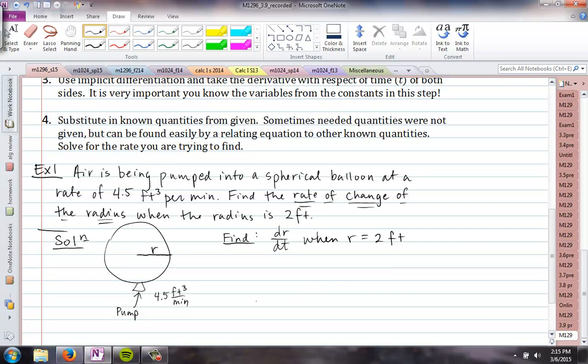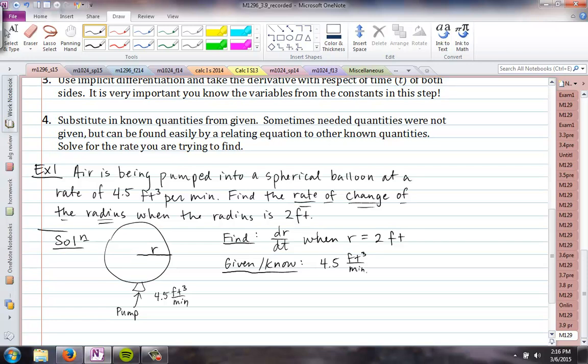Alright, moving on. Some of the given, or things we know. The picture helps with that, and maybe if something's in the picture you don't have to write it down. But one thing that we're given is this 4.5 in units of feet cubed per minute. And so here we should define what that is in terms of variables, kind of like we did with the dr over dt.